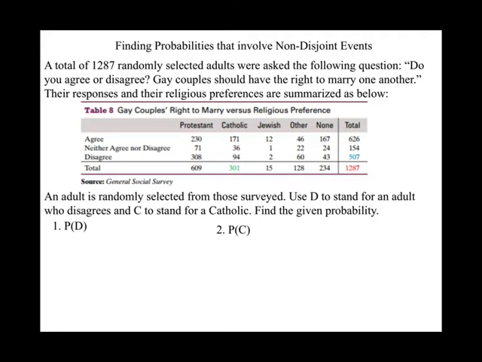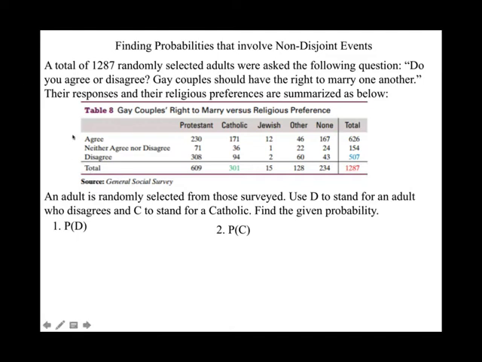Finding probabilities that involve non-disjoint events. A total of 1,287 randomly selected adults were asked the following question: do you agree or disagree? Gay couples should have the right to marry one another. Their response and their religious preference are summarized as below.